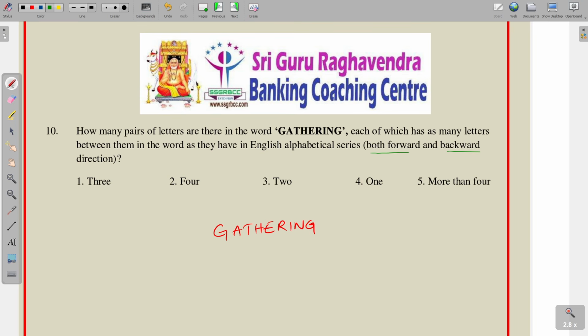G, H, I, J, K, L, M, N. So see, first G and N, first pair is G and N, and next A, B, C, D, E, F, G, H, T, U, V, W, X, Y, H, I, J, K, L, M, R, S, T, U, E, F, G, H, I, next I, J, K.